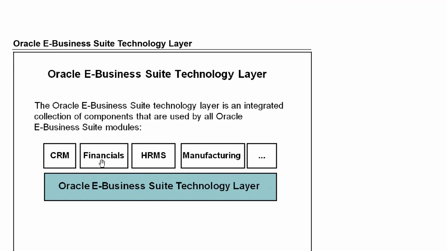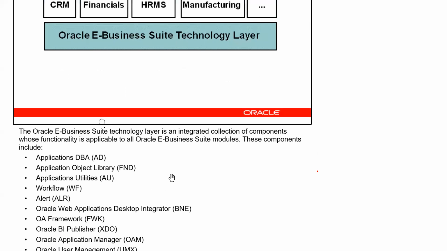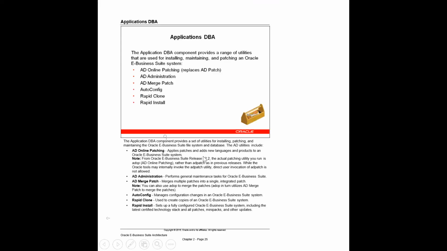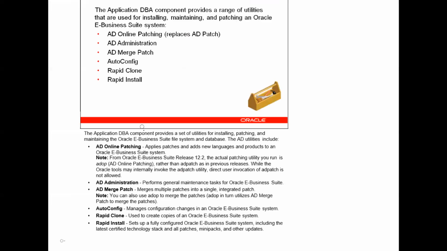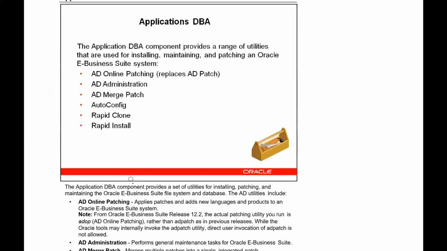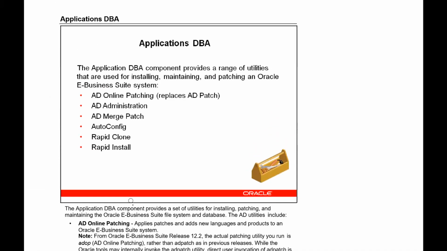Some customers may buy only financials, so you will use it. Some customers may buy HRMS, so you do it like that. These are all the utilities Oracle has provided. The Oracle E-Business Suite technology layer is an integrated collection of components whose functionality is applicable to all the modules. The first one is very simple to understand, and we have to understand it also. There is no way you can go out from this.